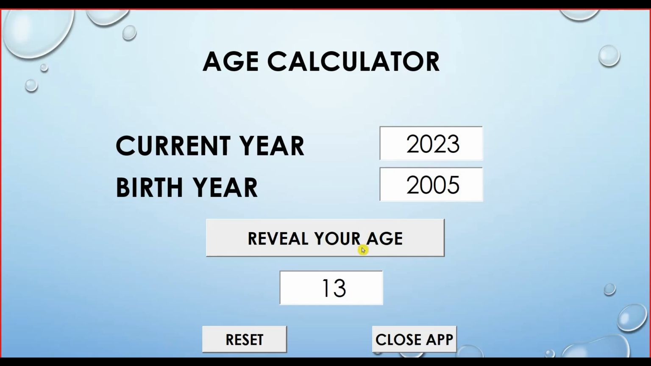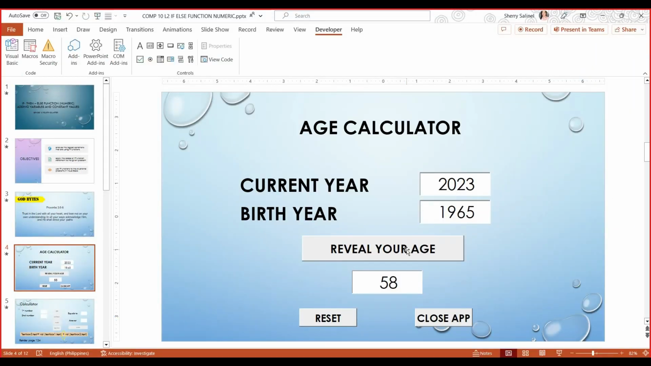2005, 18 kayo dapat. Okay? So, kung halimbawa, pinanganak kayo ng 1965, reveal your age, you're supposed to be 58. Yan po yung basic calculator wherein we use value, okay? We use the code value to get whatever is written on that particular text box.